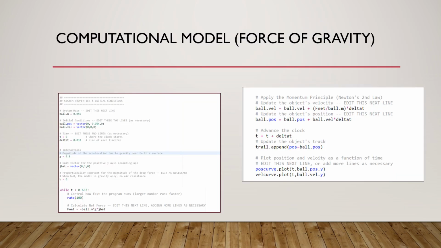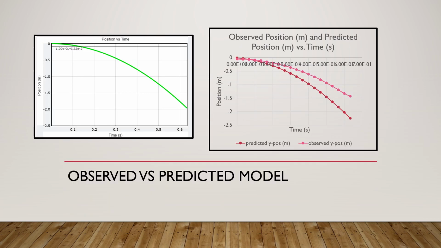For the computational code, including the force of gravity, I included the time where the ball hit the ground. I updated the net force to be equal to the gravitational force formula, and then I included the velocity update formula and then the position update formula. For these two models, at the start, you can tell that they align, but as time continues, they start to separate, which indicates that there is another force being involved, and this force is drag force.